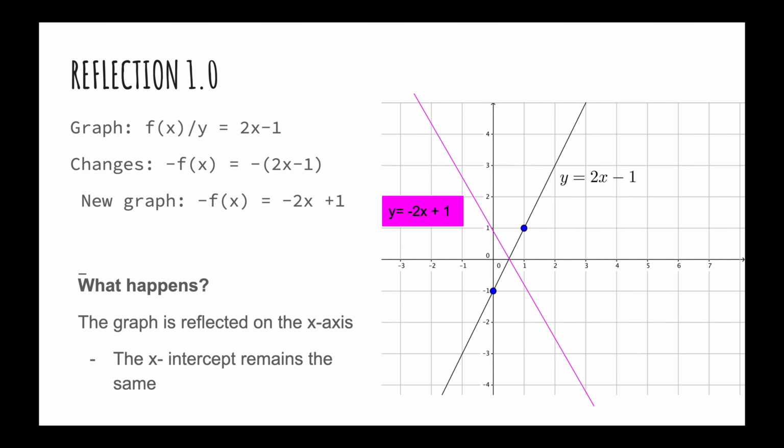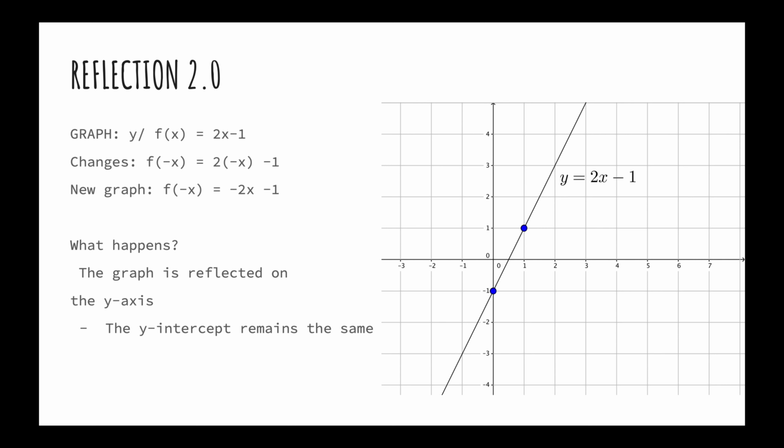What happens is that the graph is reflected on the x-axis. The x-axis is the horizontal line here, which is also the line that is lying down. And as you can see, it's reflected that way. So you can see that the x-intercept remains the same, 1 over 2, and it just reflects on the x-axis. It'll flip on this dotted line here.